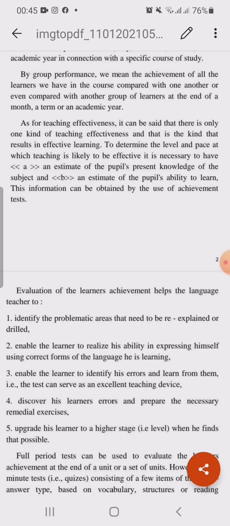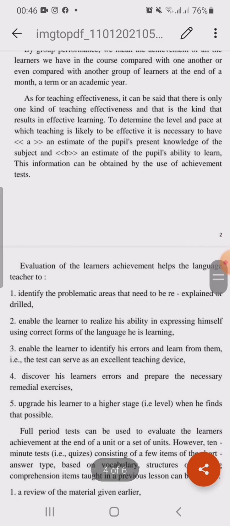To determine the level and pace at which teaching is likely to be effective, it is necessary to have، يعني حتى نحدد المرحلة وسرعة التقدم أو التنفيذ في عملية التعلم. Teaching is likely to be effective. It's necessary to have 2 points.